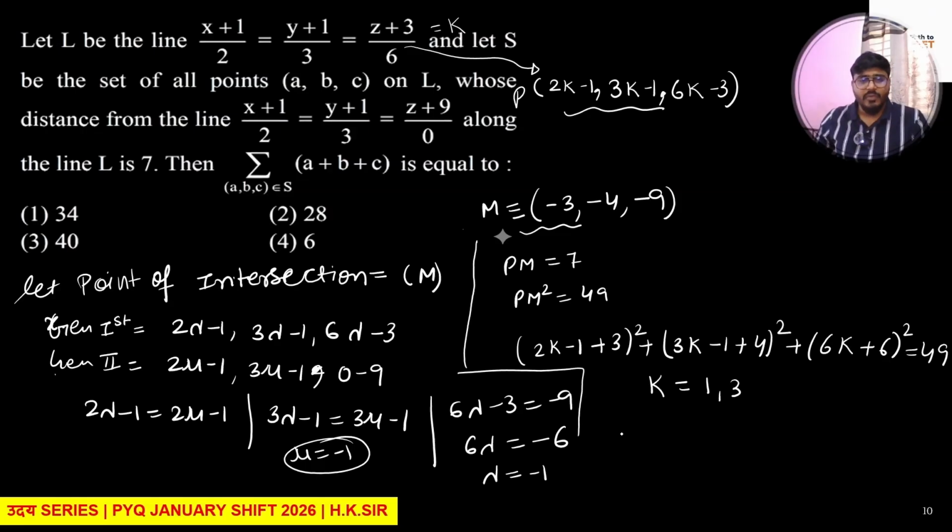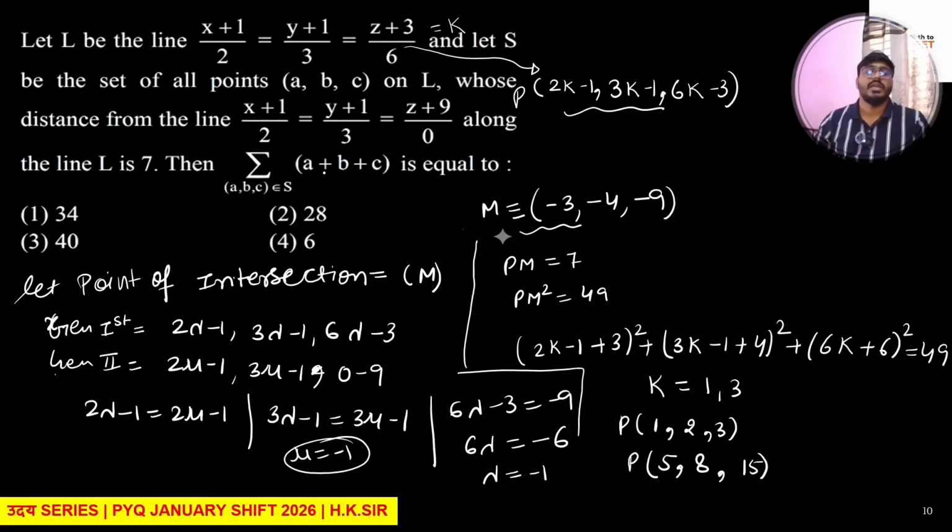If k equal to 1 or 3, point P, when you take k equal to 1, is 2 minus 1 is 1, comma 2, comma 3. This is my first point. Another point P, when you take k equal to 3, is 6 minus 1 is 5, comma 9 minus 1 is 8, comma 18 minus 3 is 15. So this is the second point.